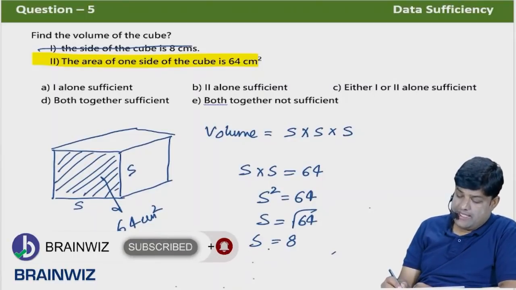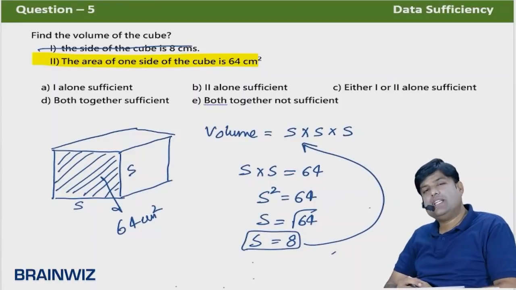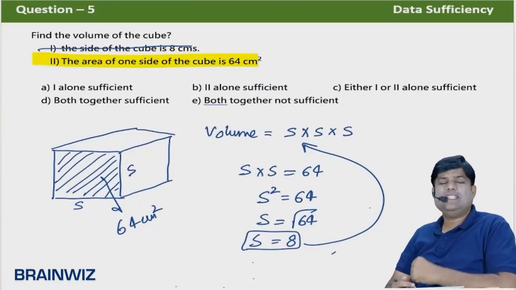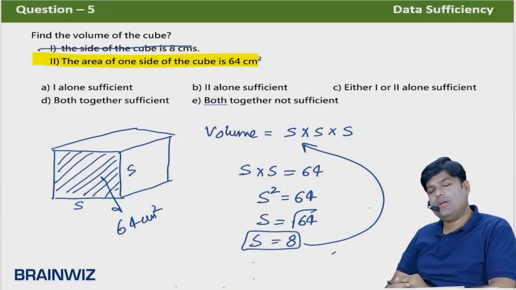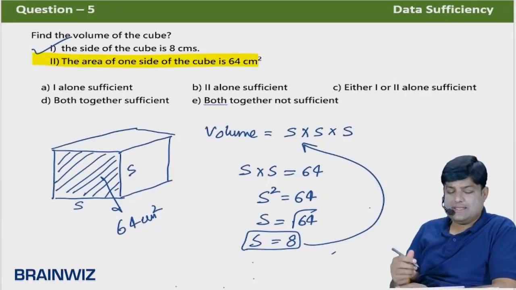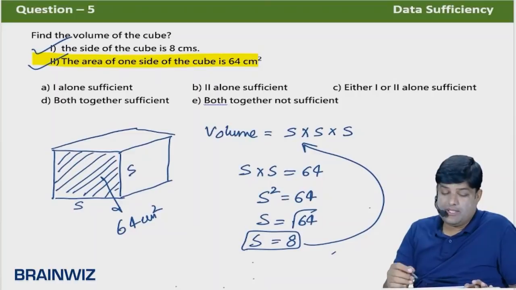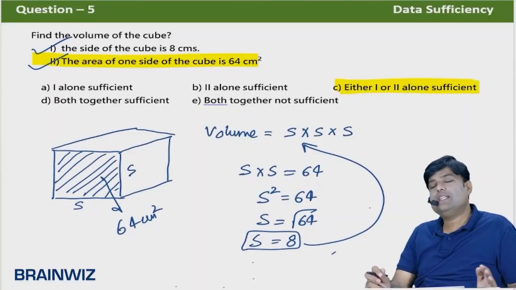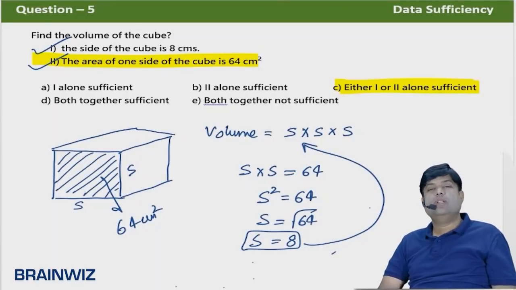Now when S value is 8, again you can substitute this into the equation, side into side into side. Again you will get the same answer, 512. So dear students, I think that you can answer this question with statement 1 also. You can answer this question with statement 2 also. So statement 1 alone is sufficient to answer and statement 2 alone is sufficient to answer. So individually also they are supported. So we can simply say that either 1 or 2 alone is sufficient. So this is one of the ways you should answer. So let's move ahead.